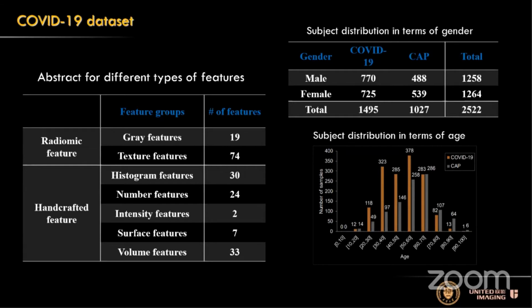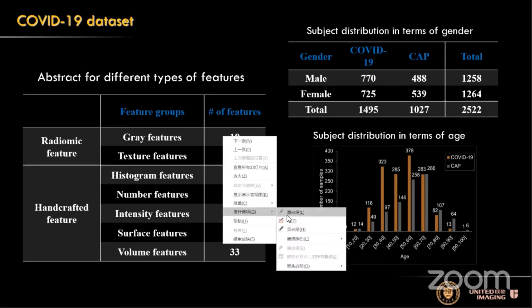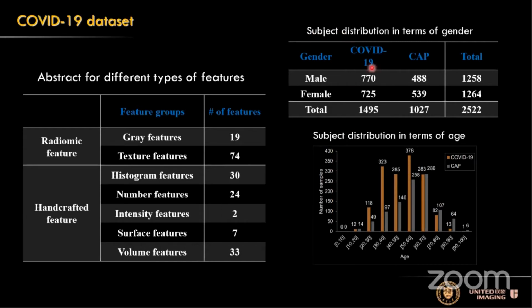Okay. For this data, I can show the point. This is the subject distribution in terms of genders. We can find the number of male and female are comparable. But this is the subject distribution in terms of age. We can find the average age of the CAP subjects is much older than the COVID-19. Okay, it is easy to understand.